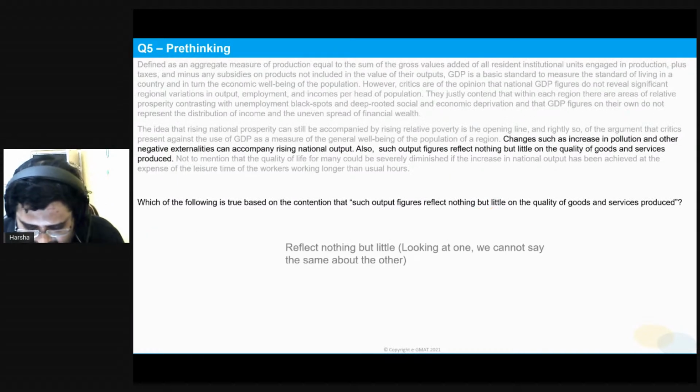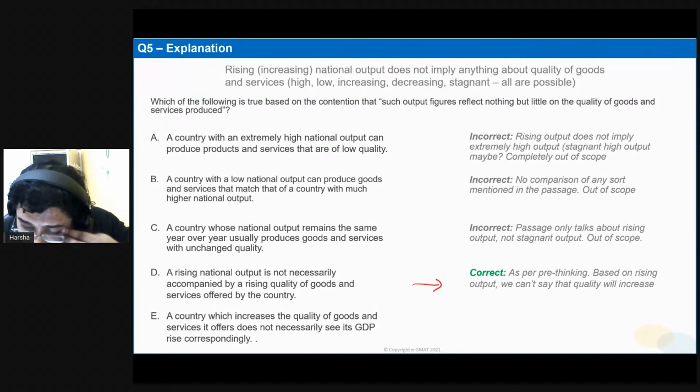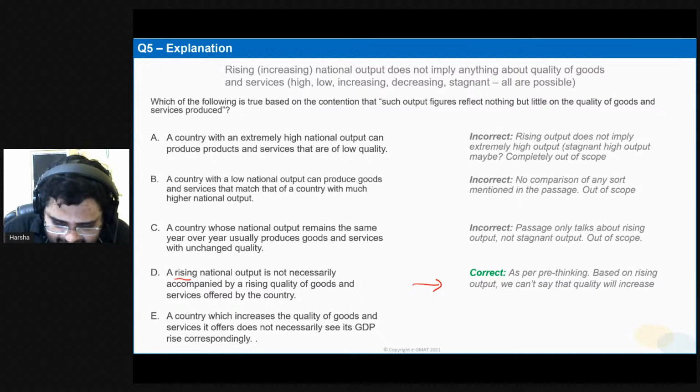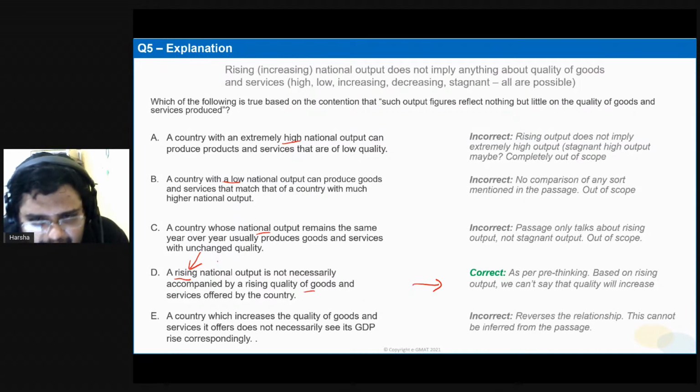Option D is the correct answer because it conveys that exact sentiment of "reflect nothing but little." Hey, just because your national output is rising, notice how here he put in all those incorrect terms, but here he put the correct term, increasing or rising. Rising national output not necessarily accompanied by a rising quality of goods. That's what "reflect nothing but little" fundamentally means. So option E you should not have fallen for. It completely inverts the relationship. You cannot infer that at all.